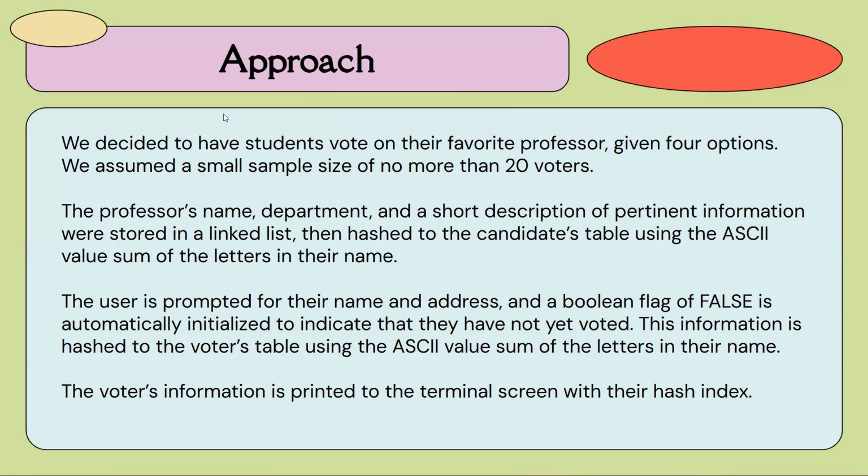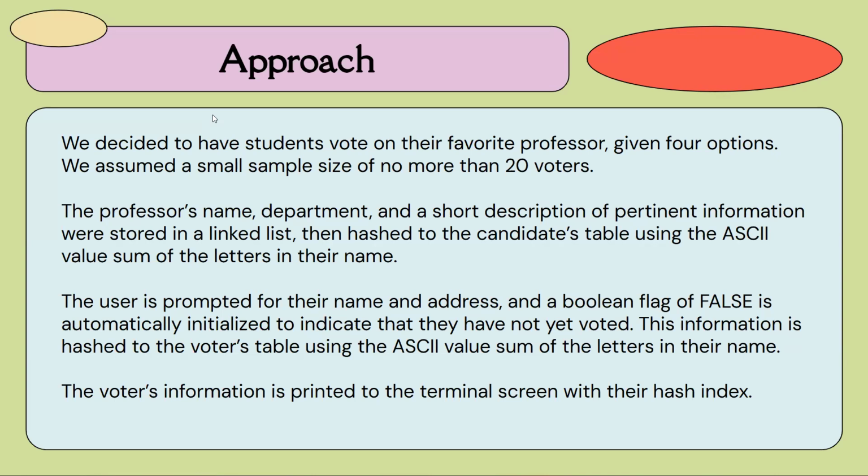So our approach that we decided to go with, we decided to have students vote for their favorite professor. We have 4 options. And we assumed, again, a small sample size of no more than 20 voters. The professor's name, department, and short description, pertinent information, were stored in a linked list, which was then hashed to the candidate's hash table using the ASCII value sum of the letters in their name.